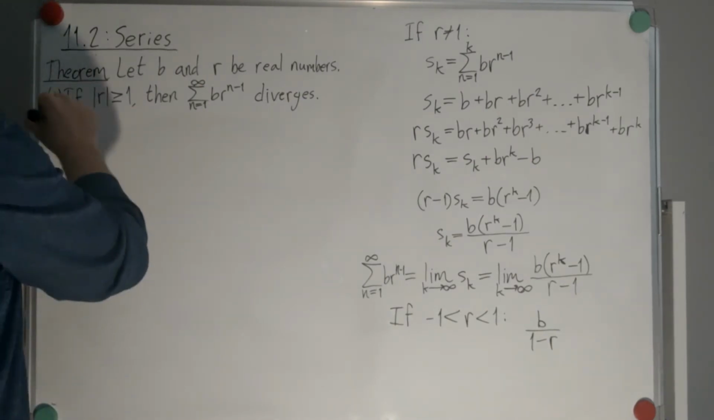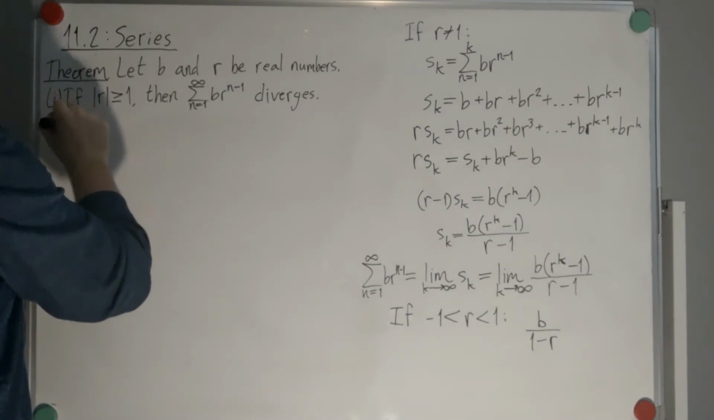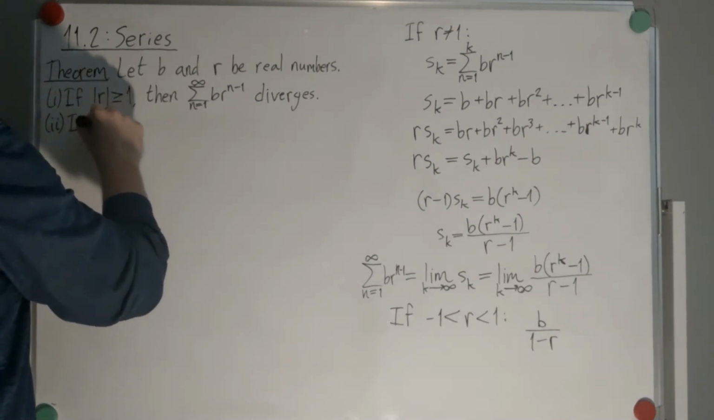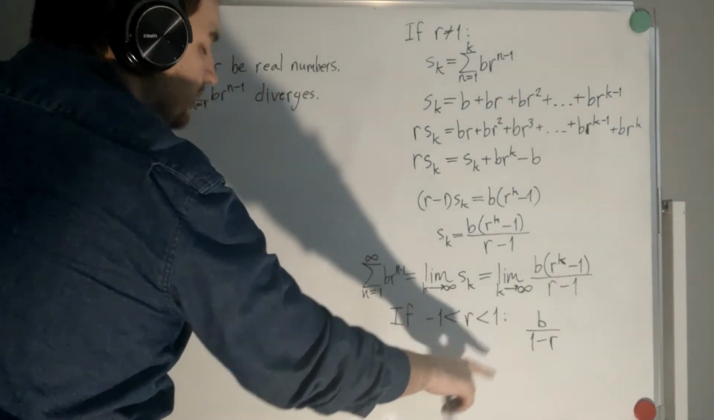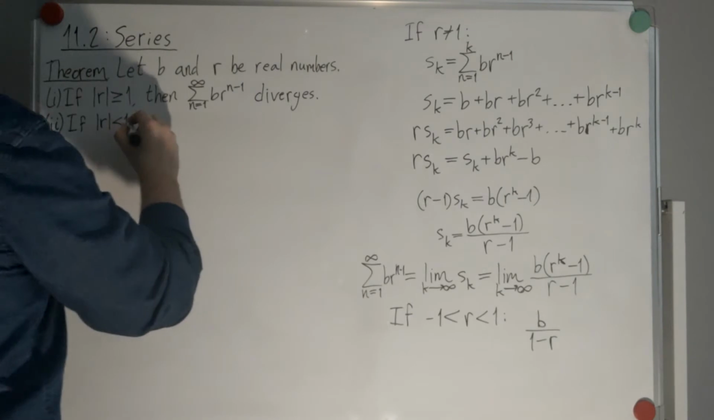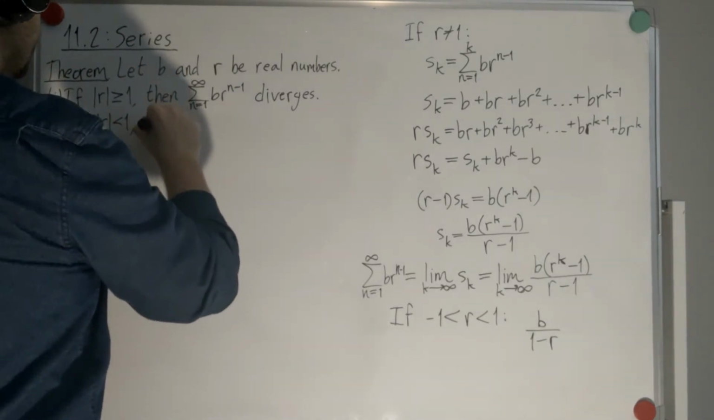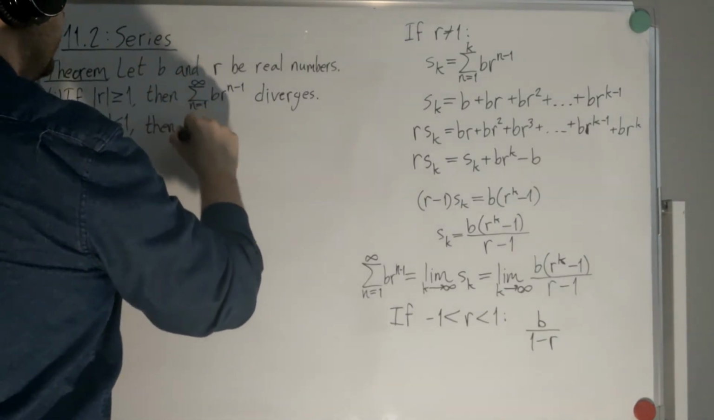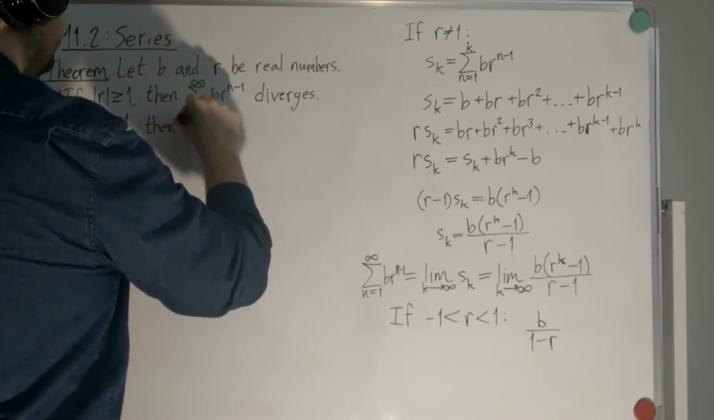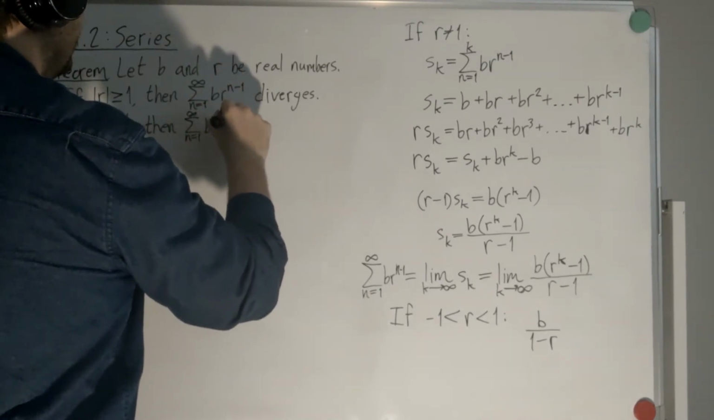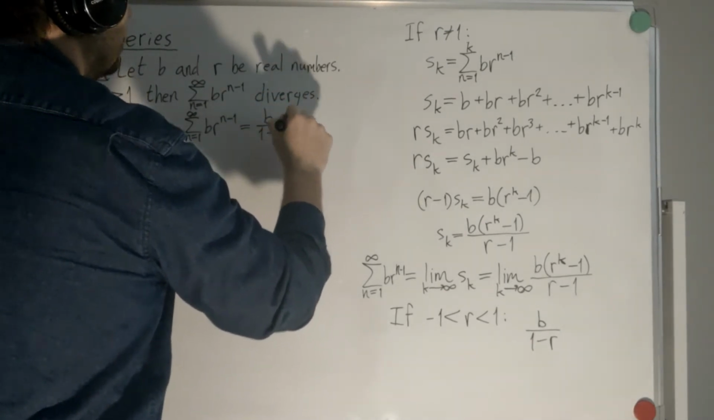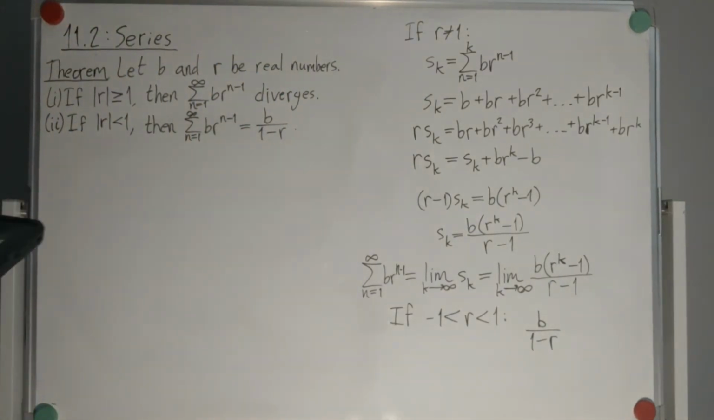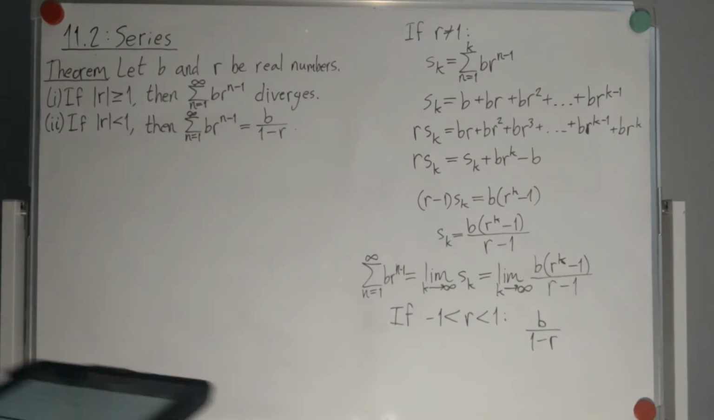On the other hand, if the absolute value of r is less than 1, which is what we mean when we say r is between -1 and 1, then the geometric series n equals 1 to infinity br to the n minus 1 is actually equal to b over 1 minus r, and therefore convergent. All right?